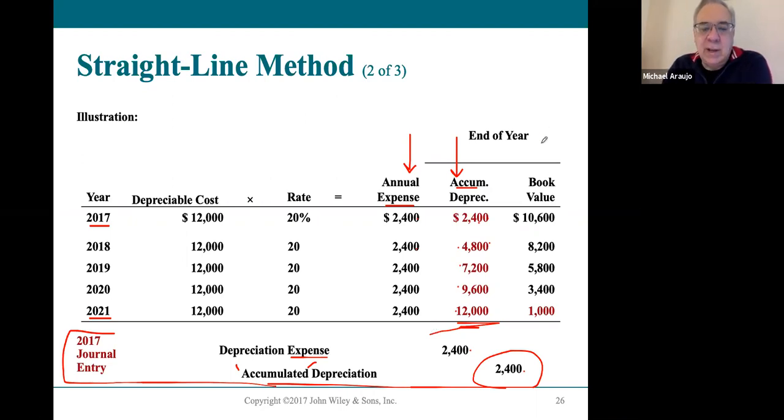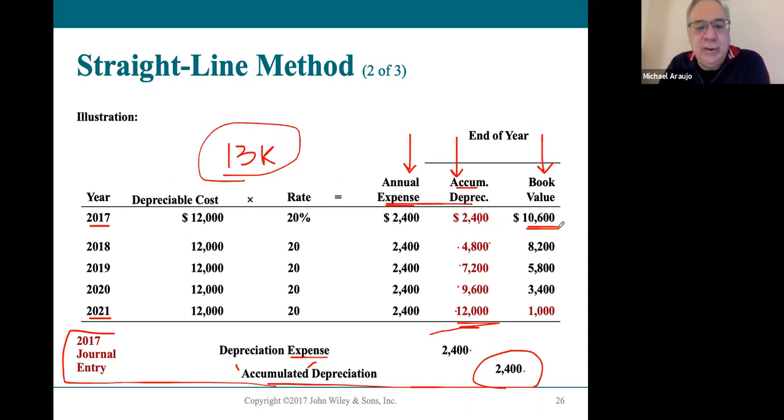Of course, the interesting thing about here as well, the third column will show you the actual book value of the asset. Now remember, you paid $13,000 for this truck. Okay, that's the original value of that truck, $13,000. After you expense the first year, you have $2,400 in accumulated depreciation. So 13,000 minus 2,400 gives you that book value of 10,600. Again, it's the cost, 13,000, minus the accumulated depreciation, 2,400 in this case, book value 10,600.